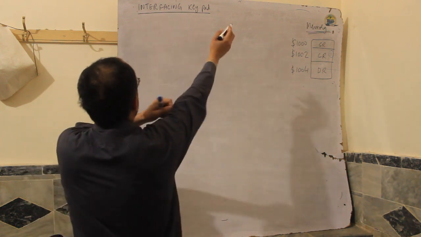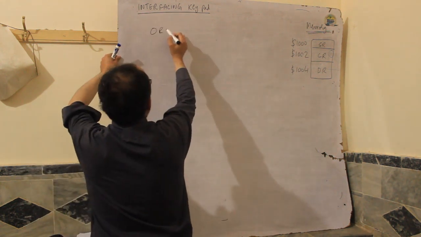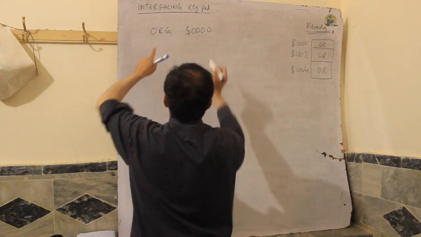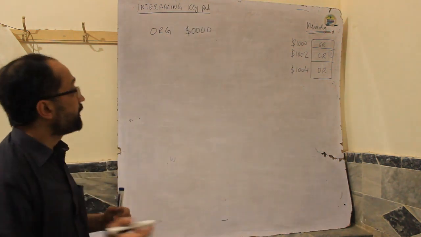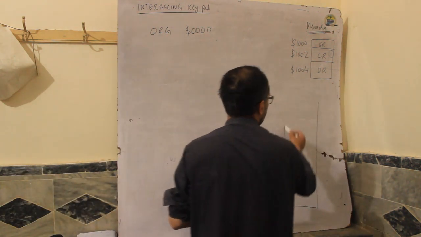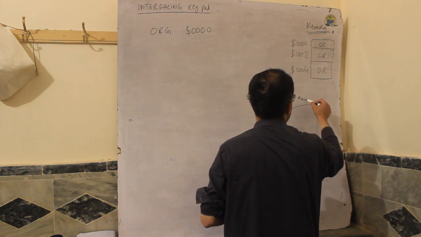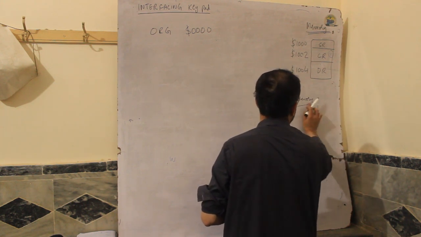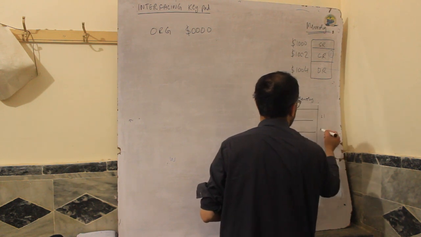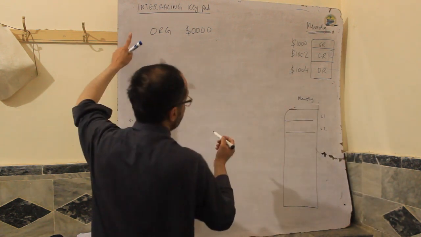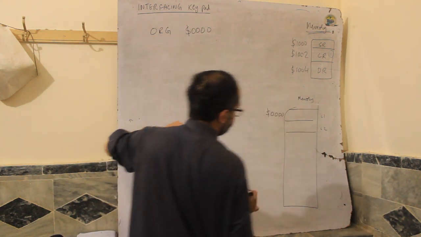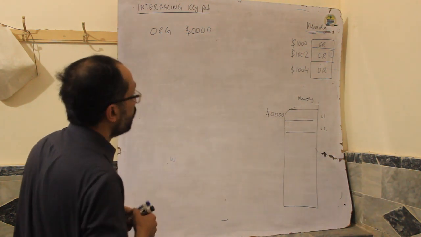Now we will start with org $000. What does org stand for? It is the starting address of the program. So now this is some memory, and we are storing some instructions. Let's assume instruction I1, instruction I2. The address of the first instruction will be $0000.